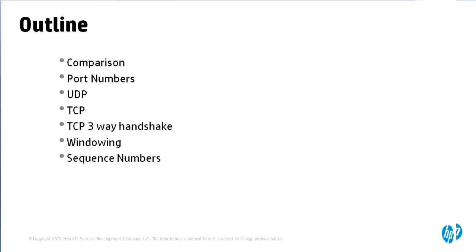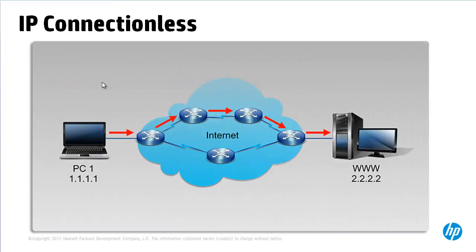Let's get started. Before discussing TCP and UDP, I'd like to remind you of the fact that IP, or Internet Protocol, is connectionless. Every packet is treated individually and separately by routers in a network. So if the PC is sending traffic to the server, individual packets from the PC could take the upper path to the destination. But at the same time, some packets may take the lower path.